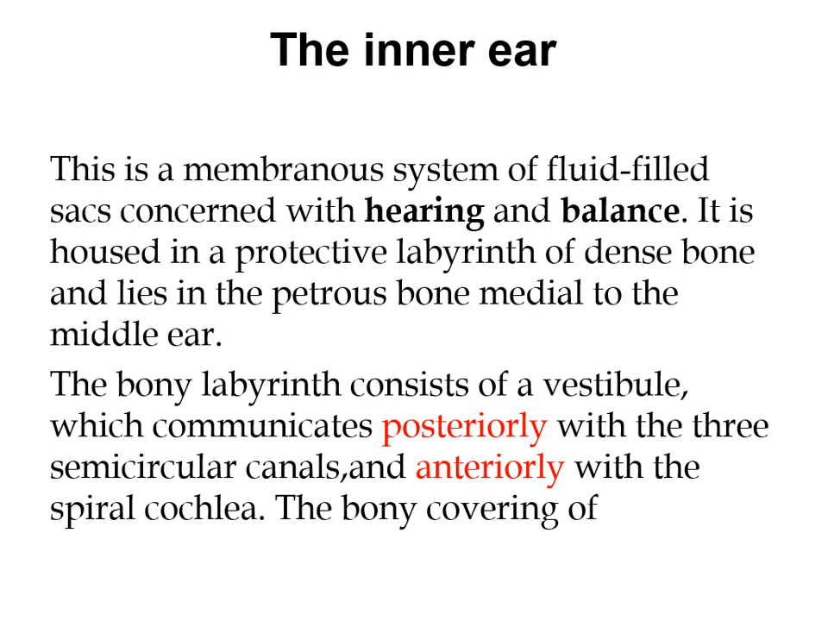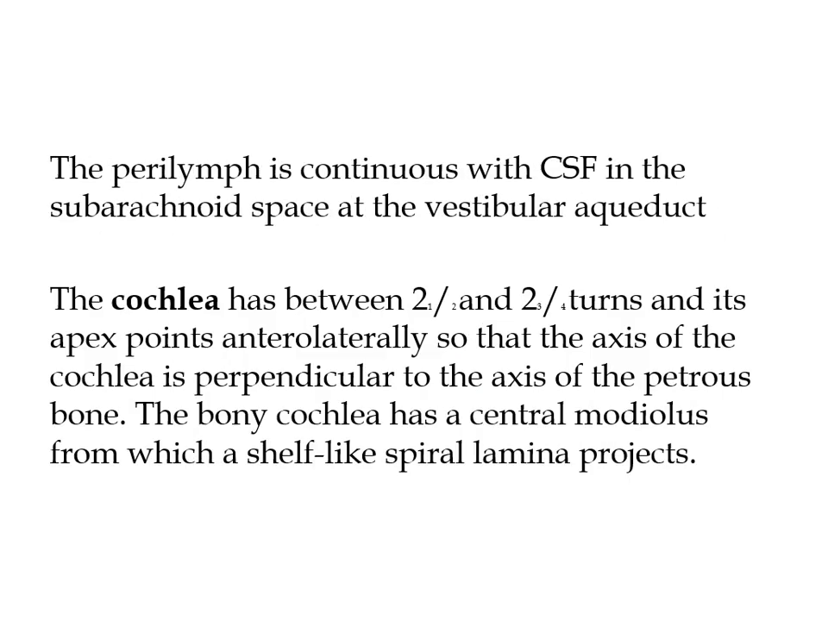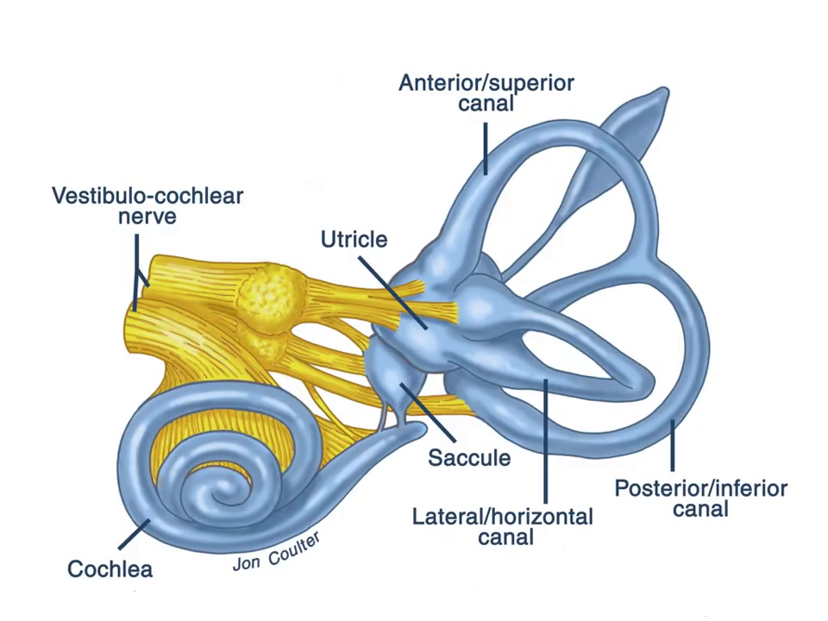Now, the inner ear is a membranous system of fluid-filled sacs concerned with hearing and balance. It is housed in the protective bony labyrinth of dense bone and lies in the petrous bone medial to the middle ear. The bony labyrinth consists of a vestibule, which communicates posteriorly with the three semicircular canals and anteriorly with the spiral cochlea. This is the picture: these are the three semicircular canals, and this is the cochlea.